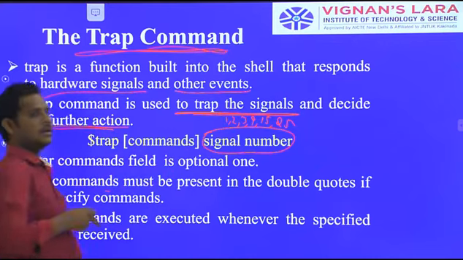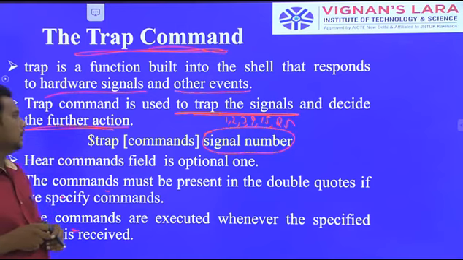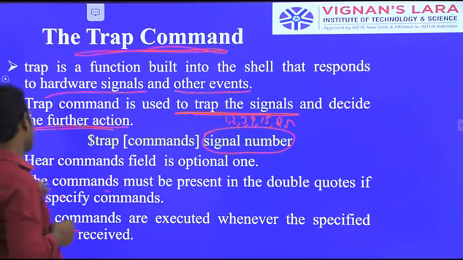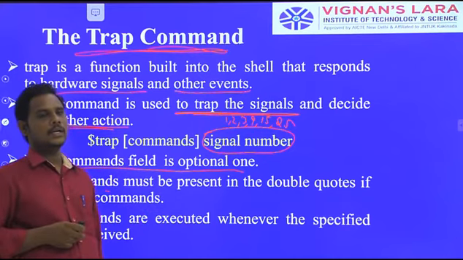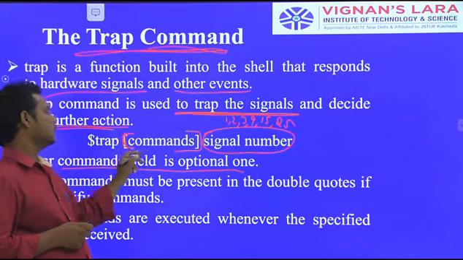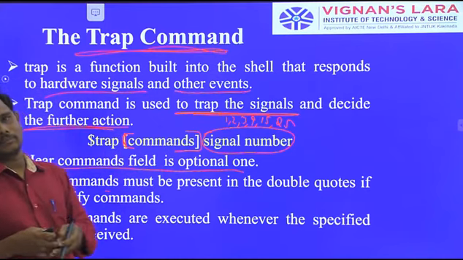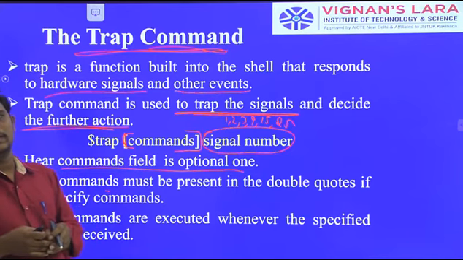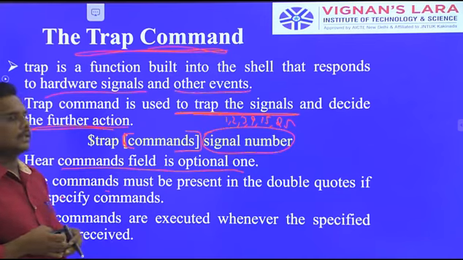The command here is optional. There is no need to use the command. So the command field is optional. If it is used, you can use it. Otherwise, no need, just trap. You are giving the signal name, so automatically that process is in an activated state.